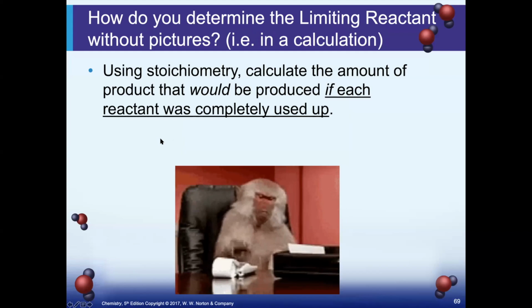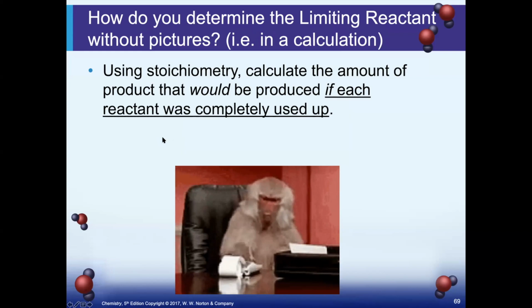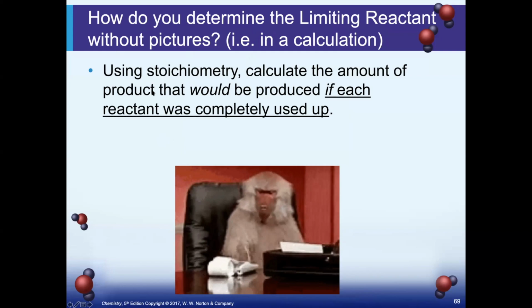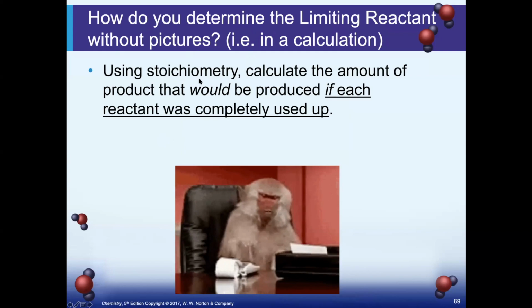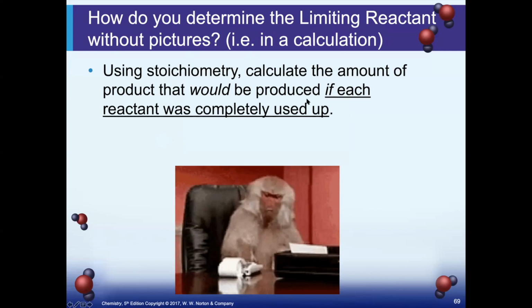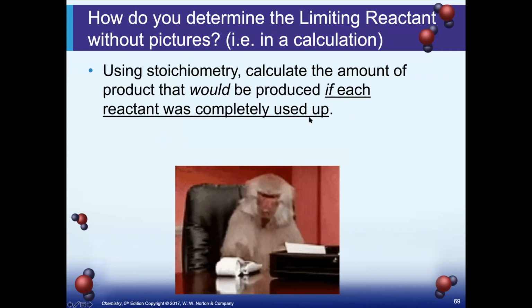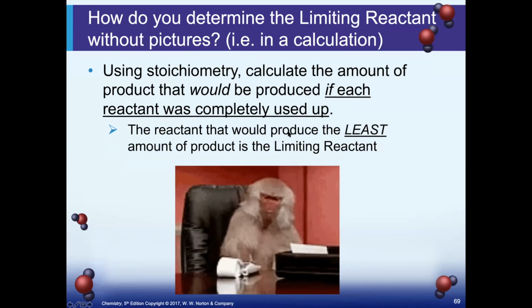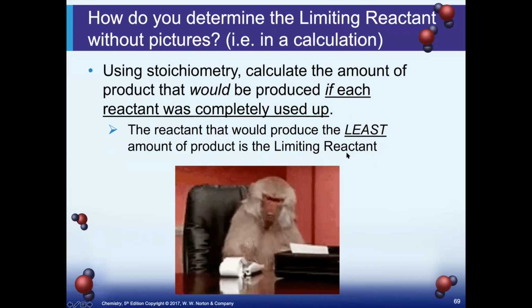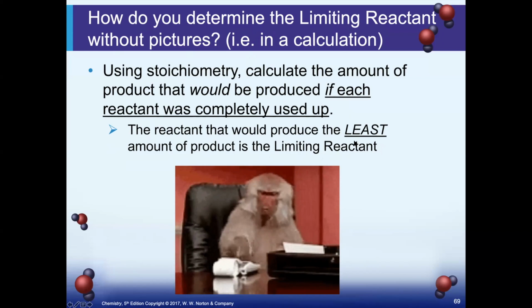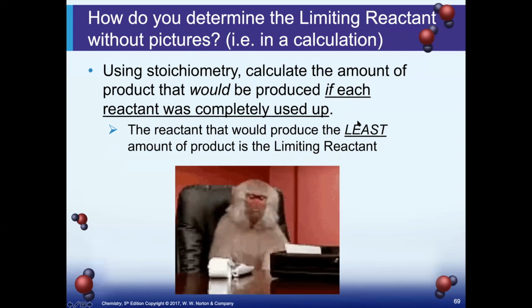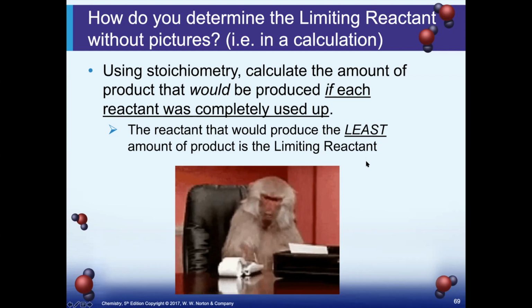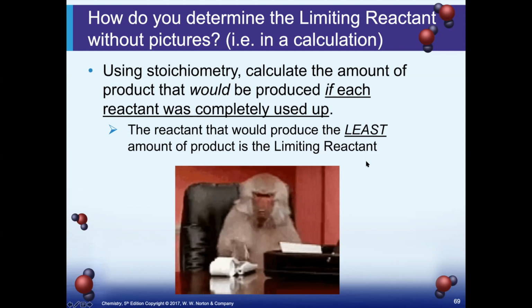Okay, so what I just demonstrated was really what we're going to talk about and put in our notes right now. So how do you determine the limiting reactant without pictures, so in a calculation? We're going to use stoichiometry to calculate the amount of product that would be produced if each reactant was completely used up, okay? And then the reactant that would produce the least amount of product is the limiting reactant. That's the key. Whichever calculation shows you the least amount of product identifies your limiting reactant, and that identifies your theoretical maximum yield of product.